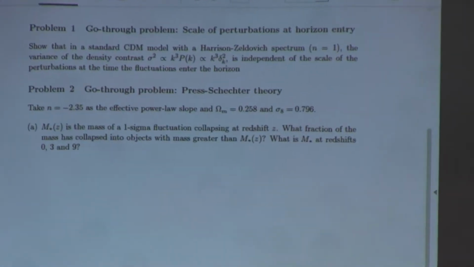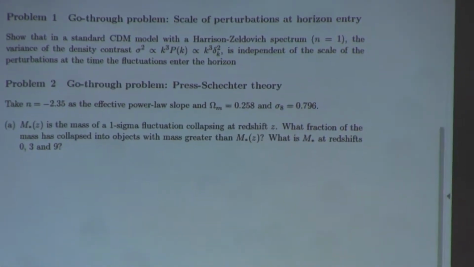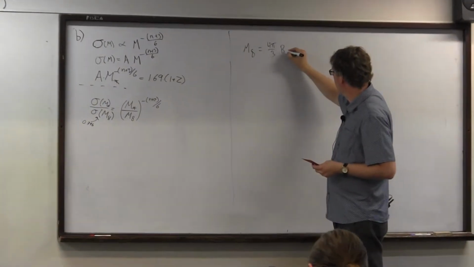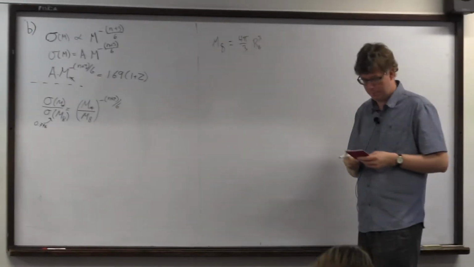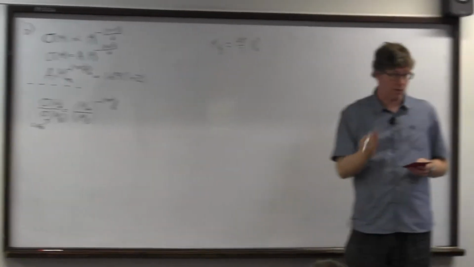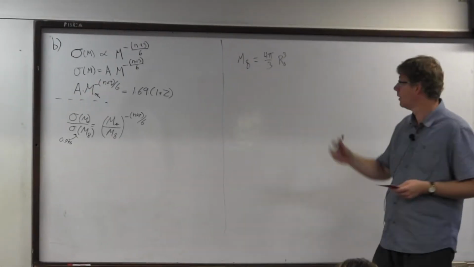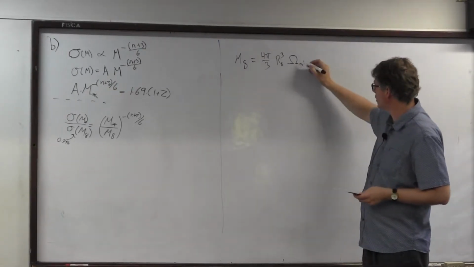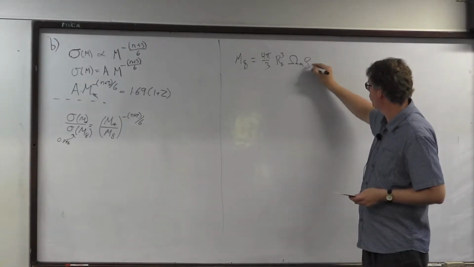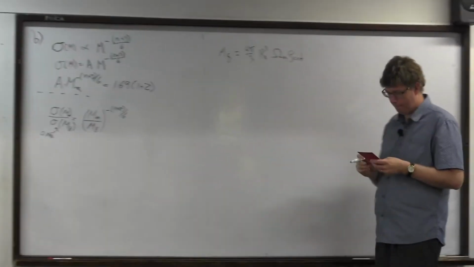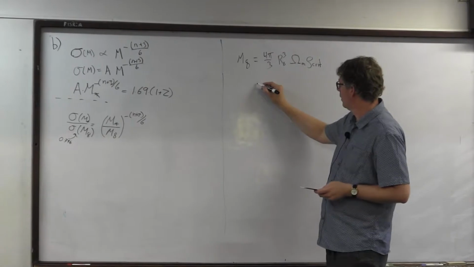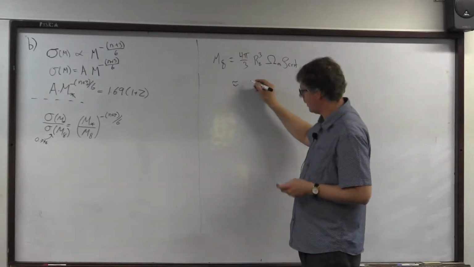Okay. So M8 is then 4 pi over 3 R8 cubed, that's the volume, times the density. The density is the critical density times the relative mass density, so omega m times rho critical. And you can put in numbers. You just need to be careful and get the units right.